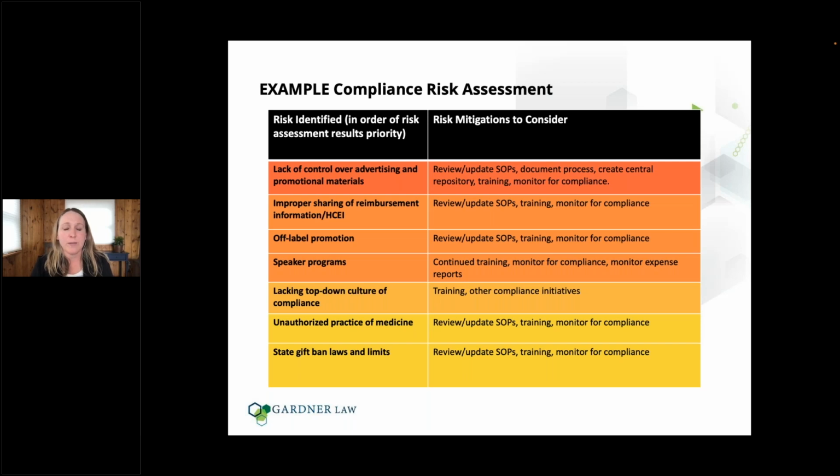And we can take credit for the risk mitigations that we already have in place, but there may be additional mitigations that we'll want to consider based on how that risk level comes out in relation to other risks. So for example, this one, and I just use advertising and promotional materials as an example here, we could review and update SOPs. We could make sure we have the process correctly documented. We could create a central repository, maybe retraining, and then monitoring. Each of these can have their own work stream or work plans under them as well, as you can see. But this just gives you an idea, another way of sharing information about a compliance risk assessment.